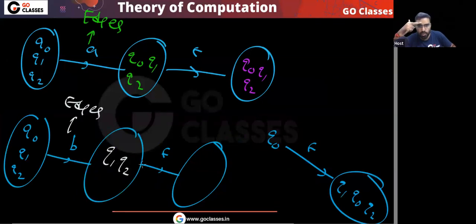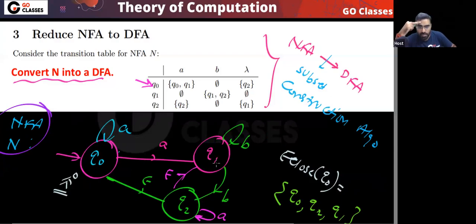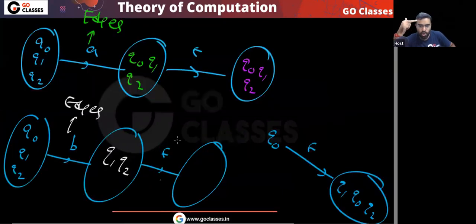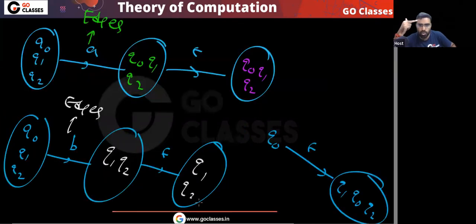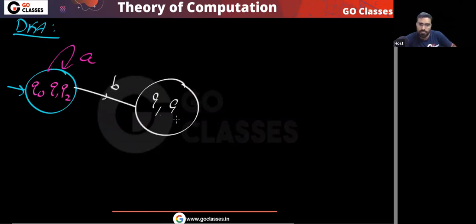Again, you can notice Q1, Q2 for free. Where can they go? Q1 for free, it can go to Q1. And Q2 for free, it can go to Q2, Q1. So ultimately, I can say Q1, Q2. Remember, on symbol B, you are going to Q1, Q2. Okay. Now this state is over.